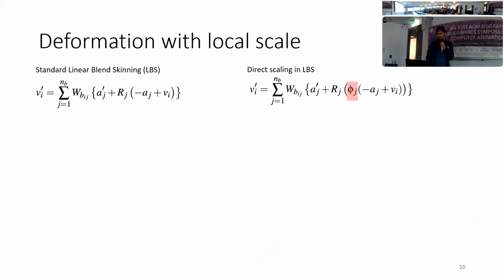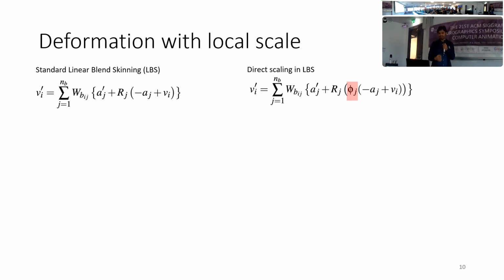Now let's see, there is a slight problem if we directly use these local scale parameters in the linear blend skinning model, like any kind of geometric scaling. So here is what a typical LBS equation looks like on the left. One way to incorporate our local scale parameters in this equation would be to directly anisotropically scale the bone along the reference frame. In this case, we add the parameter phi j, which is our scaling factor along that bone.